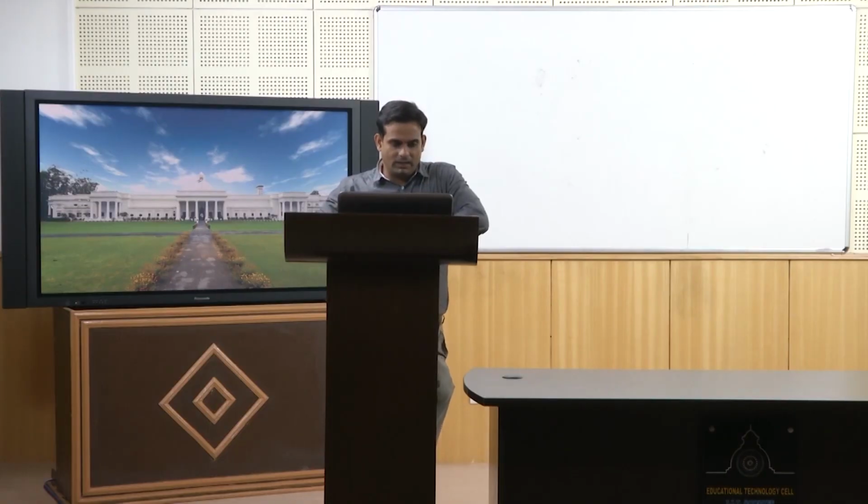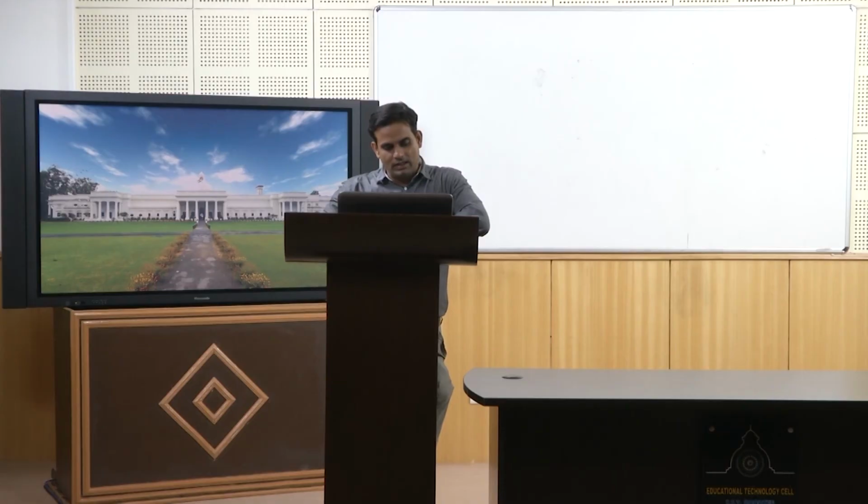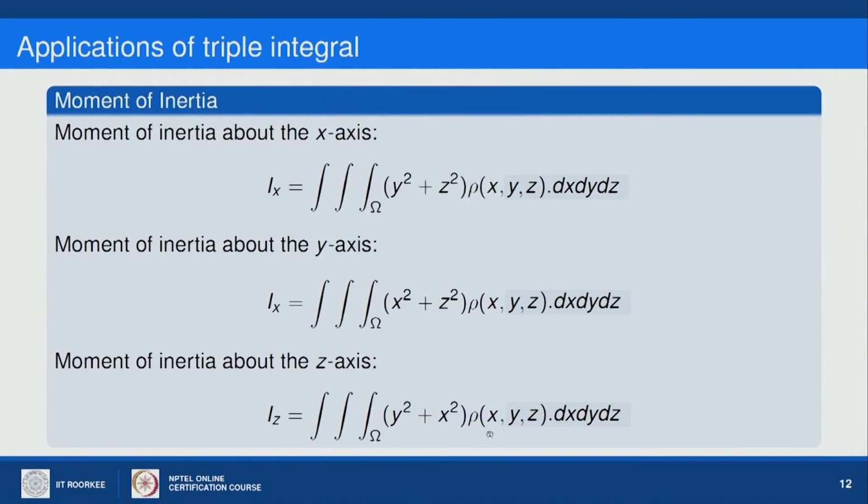Another application of the triple integral is moment of inertia. The moment of inertia about the x axis is given by Ix equals the triple integral over the region omega of y square plus z square into density into dx dy dz. Similarly, the moment of inertia about the y axis is Iy, the triple integral over omega of x square plus z square into the density function dx dy dz. Similarly, the moment of inertia about the z axis is given by Iz, the triple integral over omega of y square plus x square into the density function dx dy dz.